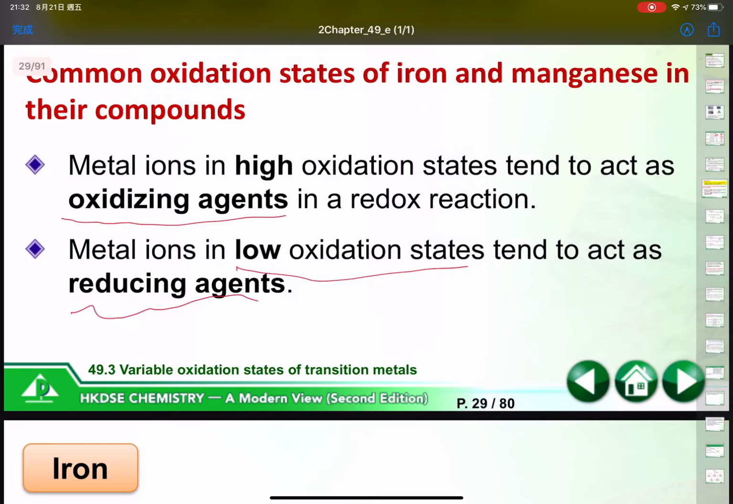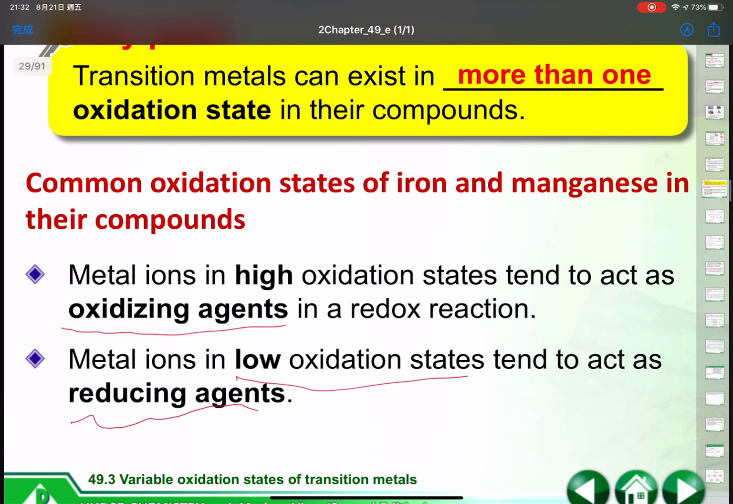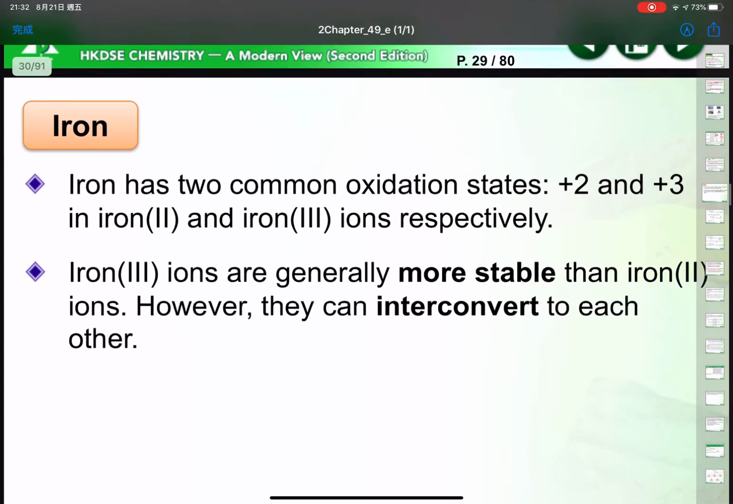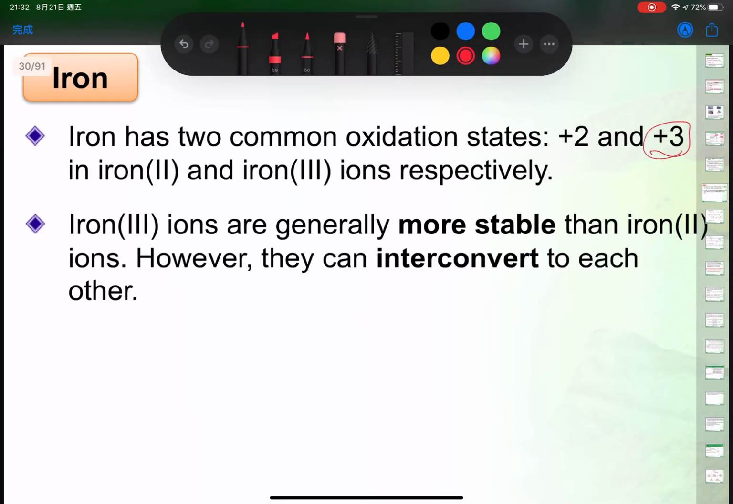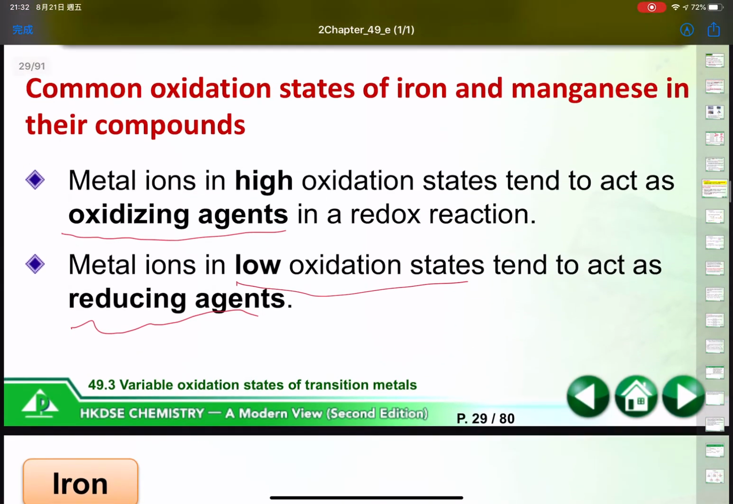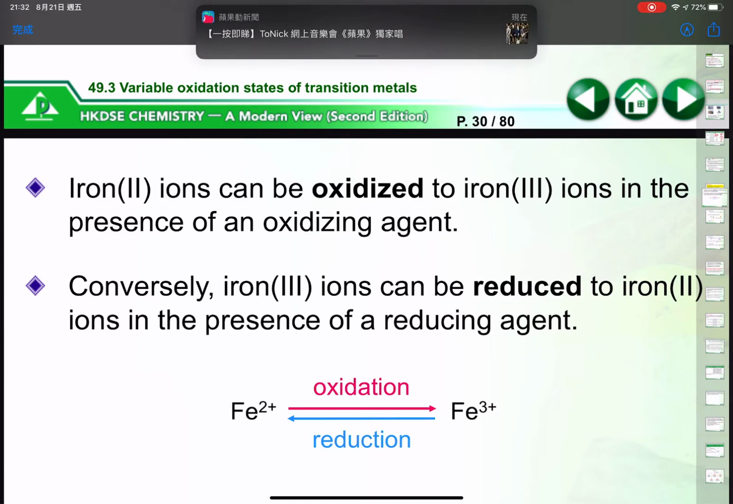We need to check the oxidation state. Okay, so for example, iron 2 and 3. So based on the result, the high oxidation state will be the oxidizing agent. So therefore, positive 3 mostly will become an oxidizing agent. Okay, so generally you can see iron 3 is more stable than iron 2. However, they interconvert to each other. Iron 3 can change to iron 2, iron 2 changes to iron 3. So iron 2 can be oxidized to iron 3 because they're doing oxidation, and then iron 3 does reduction back to iron 2. So you can see mostly.